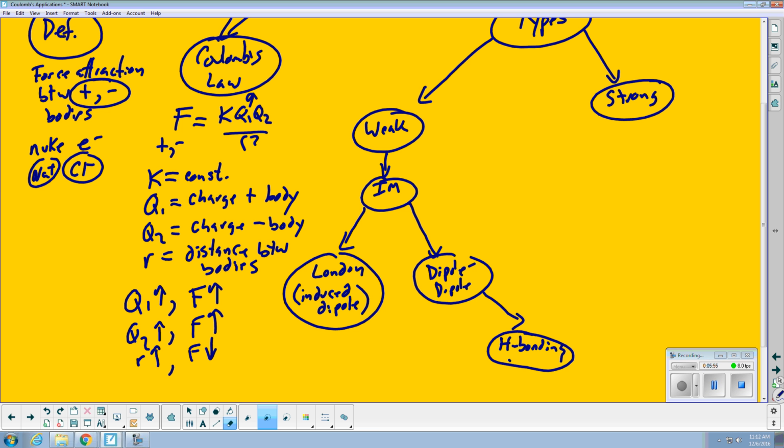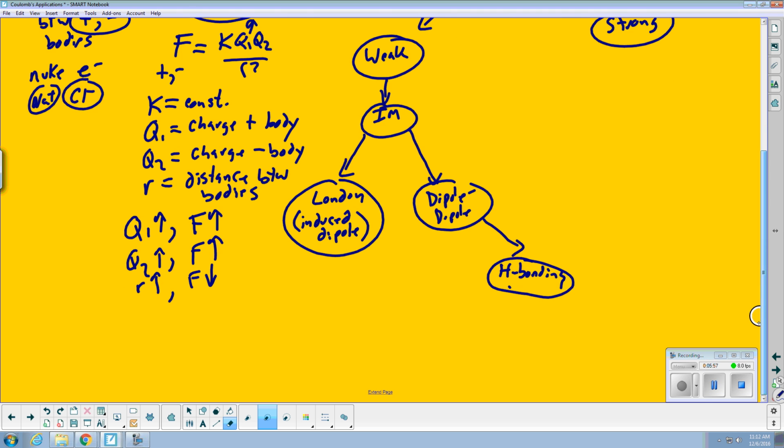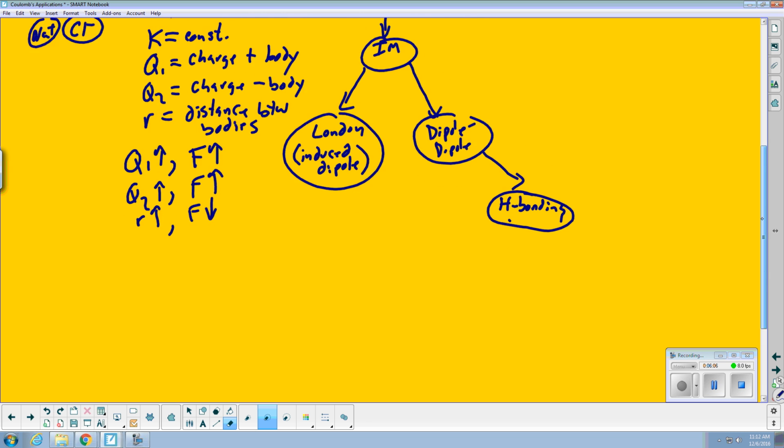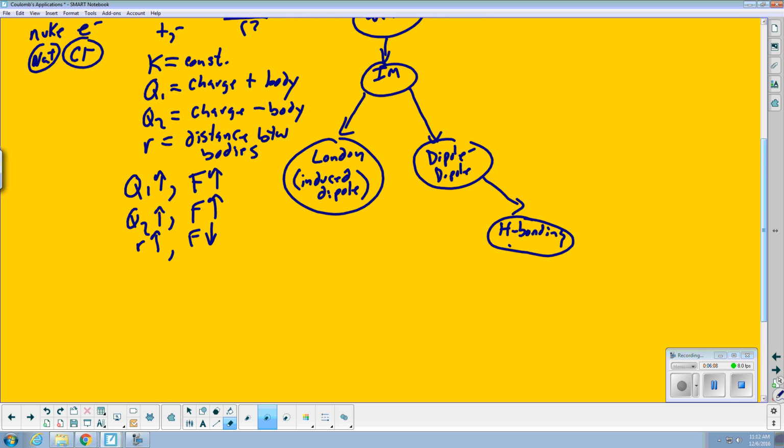Coulombic attractions. And let's take a look, just as an example, at hydrogen bonding in water. So if we have water here, remember water looks something like this. It has two unshared pairs and some hydrogens bonded to it. And I have another water, and it would maybe line up like this.